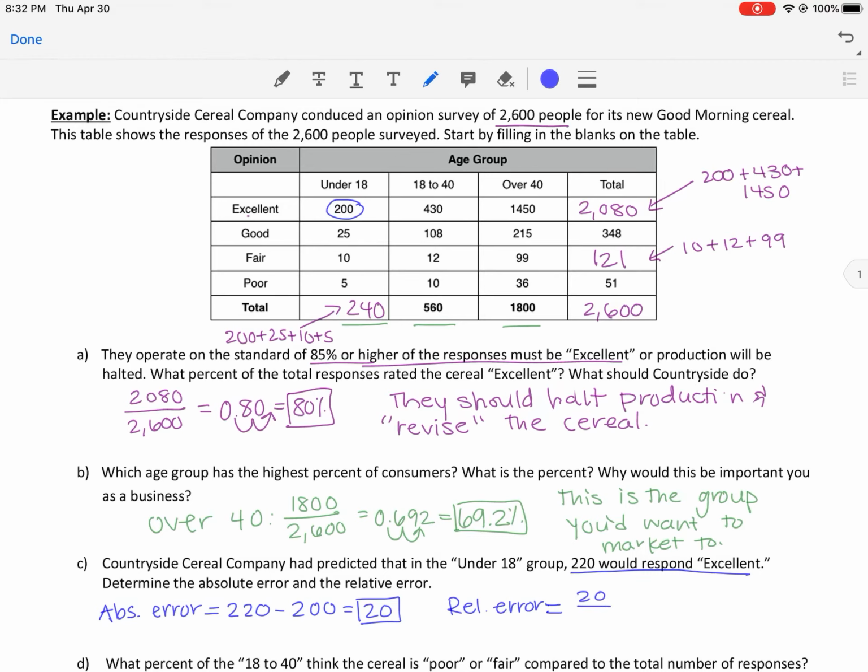For the relative error, it's the absolute error, which was 20, over the actual response. Our actual response in this case was 200 people. So we get 0.1. Think about moving the decimal two places to the right. We get 10%.